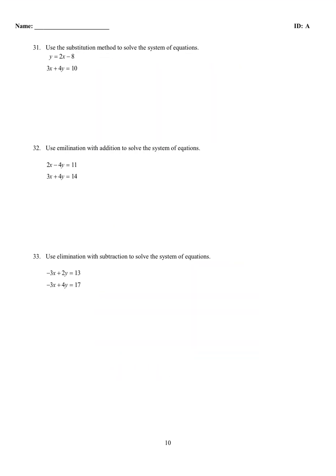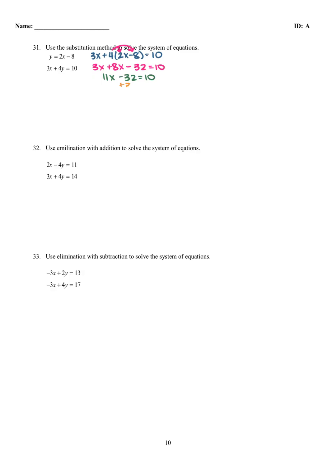For 31, we're still using substitution, but given the system y is equal to 2x minus 8 and 3x plus 4y is equal to 10. Your first equation's already solved for y, so we're just going to plug the 2x minus 8 in for y in the bottom equation. So it'll be 3x plus 4 times 2x minus 8 is equal to 10. Distribute the 4 to get 3x plus 8x minus 32 is equal to 10. Combine your like terms. That's 11x minus 32 is equal to 10.